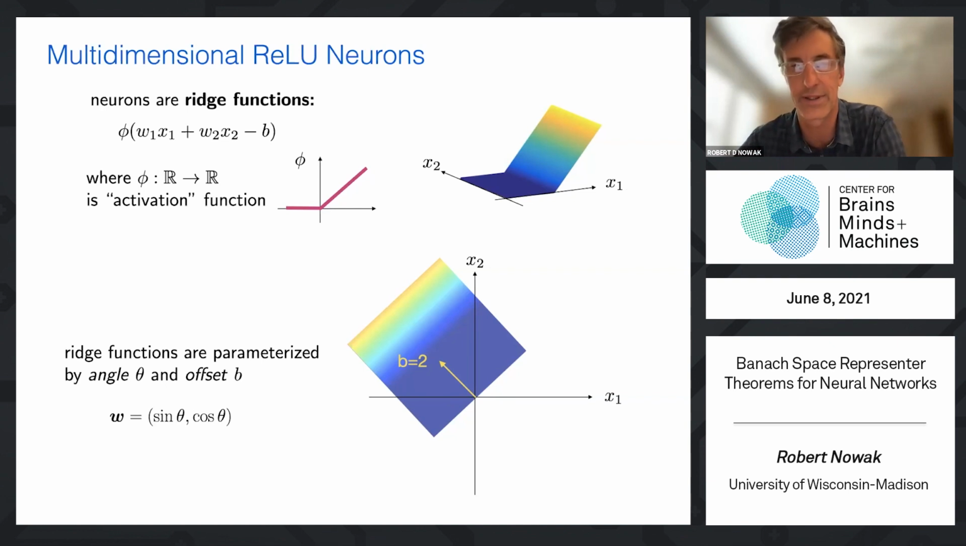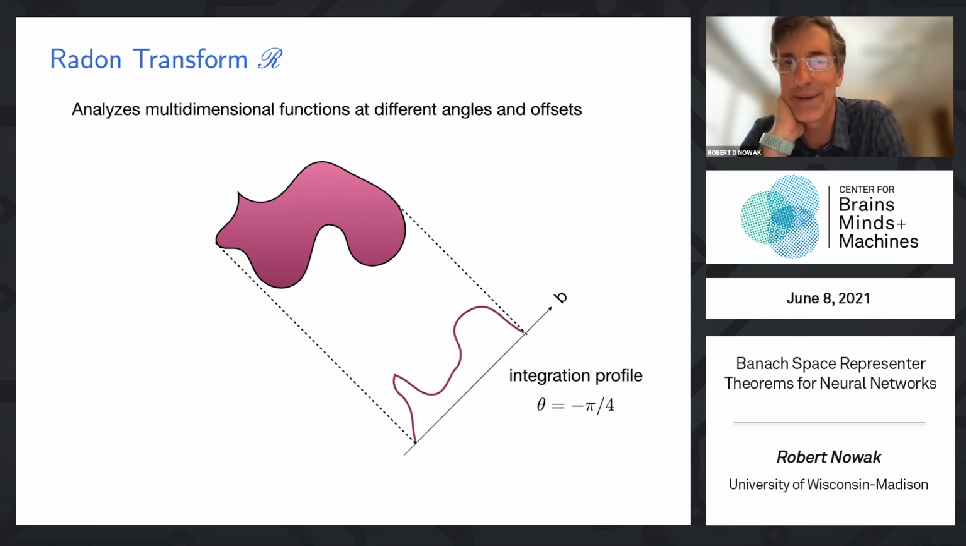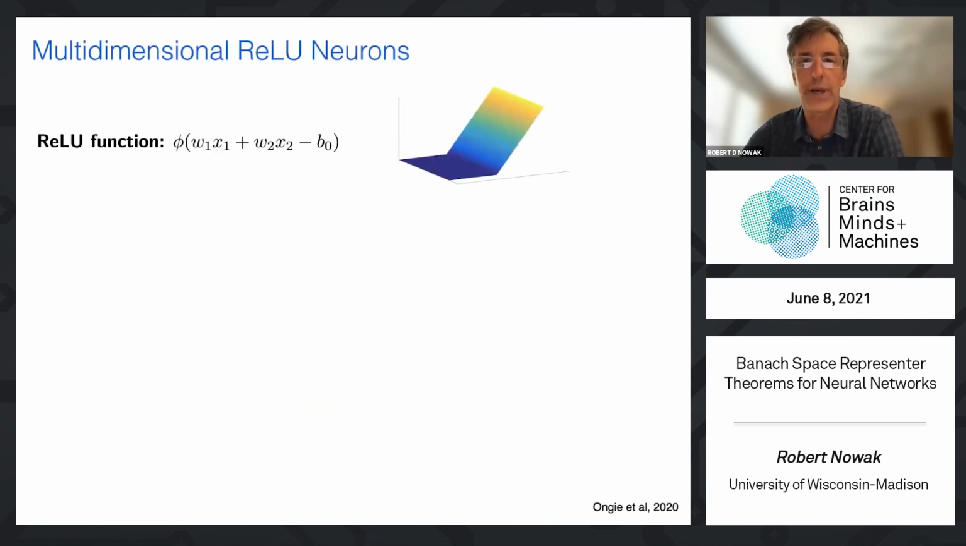And of course, we could generalize this to multiple dimensions. Whenever we have functions that it's important to look at from different angles and offsets, the natural tool is what's known as the Radon transform. Probably most people, if they've encountered this before, have seen it in the context of computed tomography, where we shine X-rays through somebody's body, take projections from different angles, and then try to reconstruct a cross-section through the body. We're doing the same thing here, but we're going to apply it to studying these ridge functions. So let's look at how this works out.